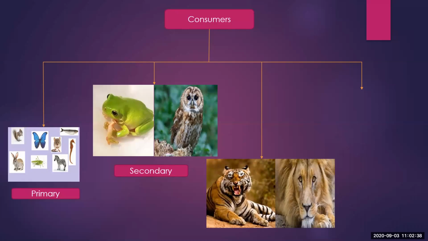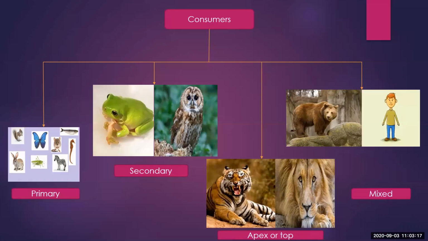Then the third is apex, that is the topmost. Apex consumers use herbivores and carnivores. Primary are the herbivores and secondary are the carnivores. And these apex consumers eat both primary and the secondary consumers. The third one, that is apex or top consumers, eat the herbivores as well as carnivores. Examples of apex or top consumers are tiger and lion.